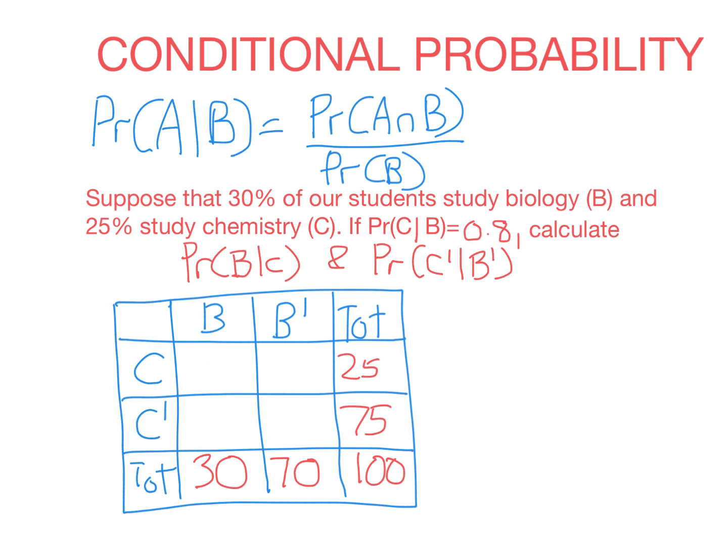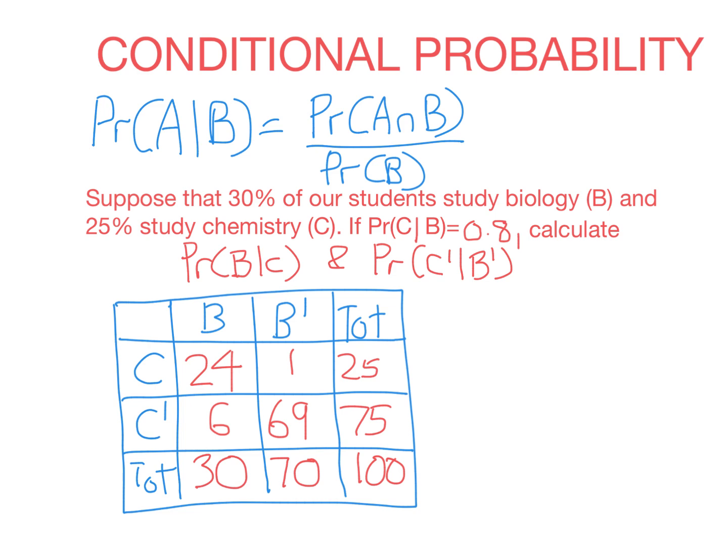Okay, we need to fill out these 4 numbers, and we can get that from this. So this says the probability someone studies chemistry given that they study biology is 80%. In other words, of the students who study biology, 80% of them also study chemistry. Now, of these 30%, 80% study chemistry. 80% of 30 is 24, 0.8 times 30. So if that number's 24, it must be a 6 there, a 1 there, and a 69 there. So we've drawn up the two-way table.